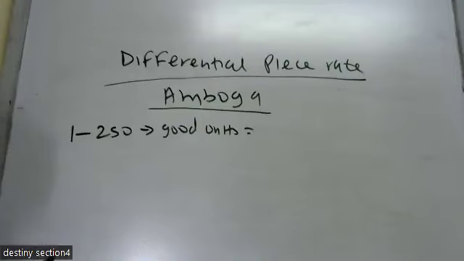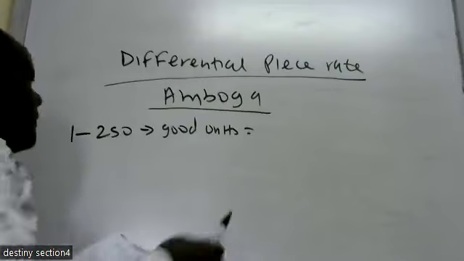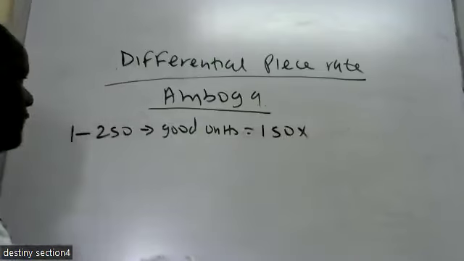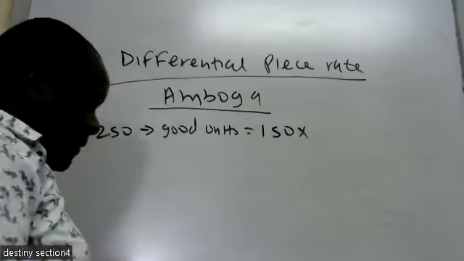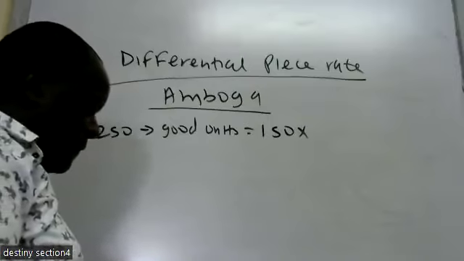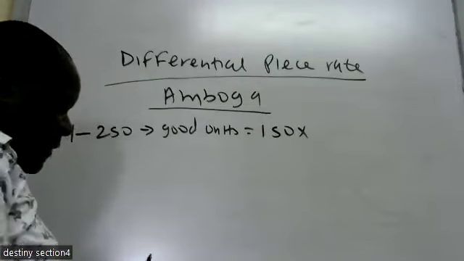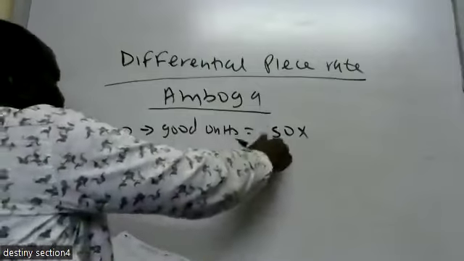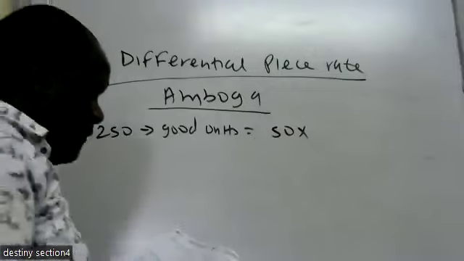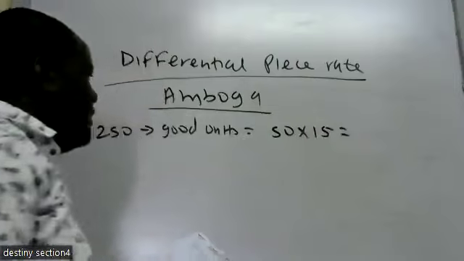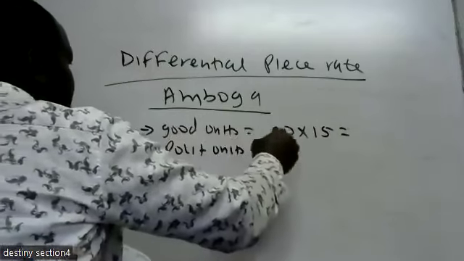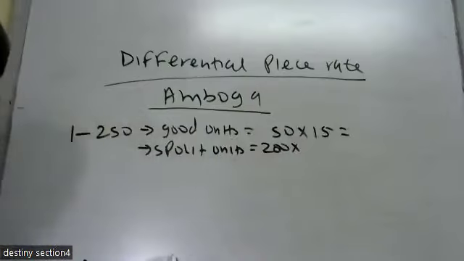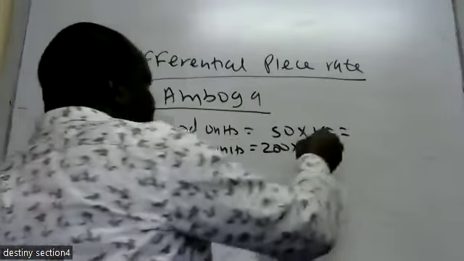It is 250, from 1 to 250. So when we minus 200 for the spoil, we are left with 50. We are on the differential rate. So the 50, we value them at 15. Then the spoilage units that are 200, they have said they are paid at a rate of 10.